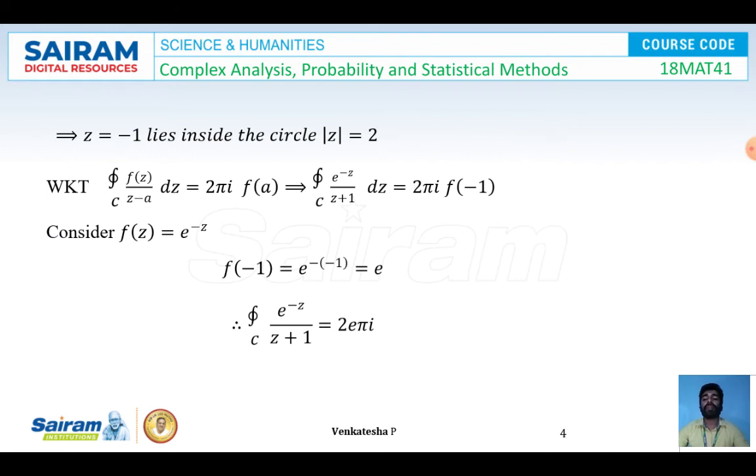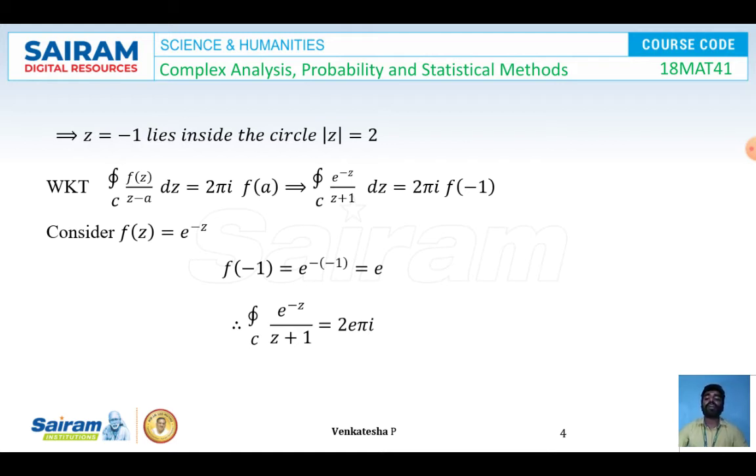The formula is: the integral over C of f(z)/(z-a) dz is equal to 2πi f(a). It implies the integral over C of e^(-z)/(z+1) dz is equal to 2πi f(-1). So in place of a, I am replacing the point z = -1. Now we have to find the value of f(-1).